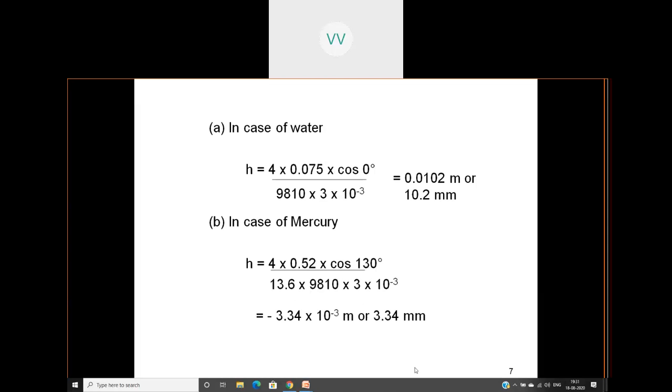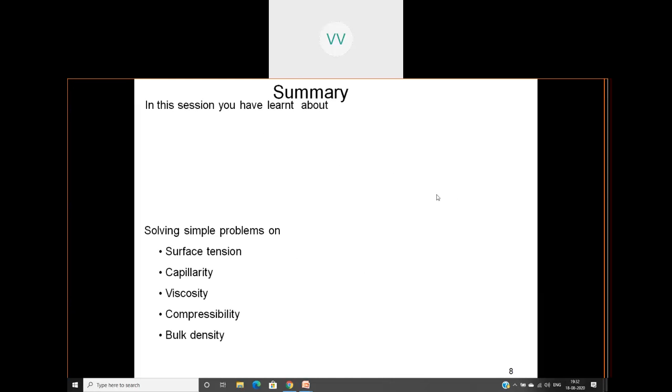So coming out, because it is cos 130, cos 90 plus theta, or cos 150 minus theta, that way you will have a negative value, that is minus 3.34 into 10 to the power of minus 3 meters, or 3.34 mm. So because it is capillary fall, you get a negative sign. So that is the indication. For rise, you don't get any sign. If there is no sign, it is understood that it is a positive sign.